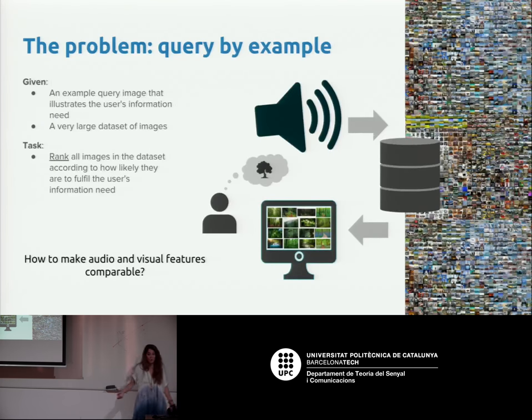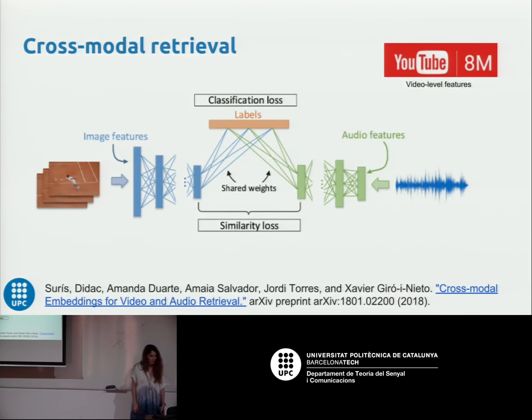If you want to retrieve, based on a sound, all the images that are similar to the sound, there is a paper that was done here at UPC. They use a subset of the YouTube 8 million dataset, which is a very large, automatically annotated dataset. They built a subset of that, and then they learn an embedding. They use pre-trained network features for representing the image content, and the same for the audio.